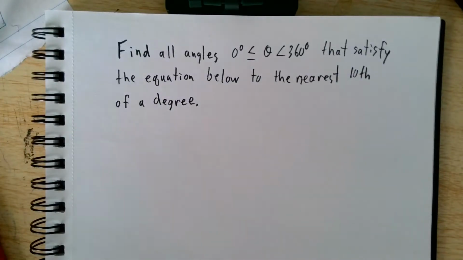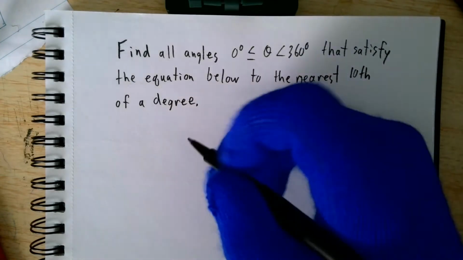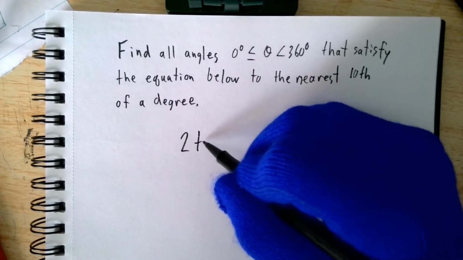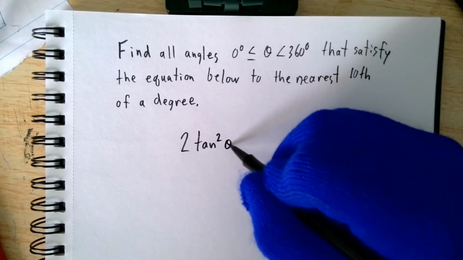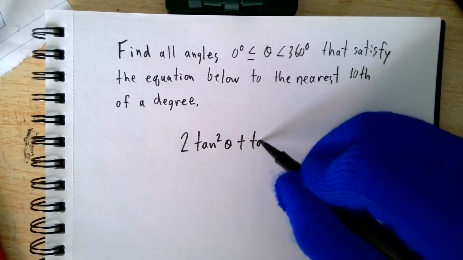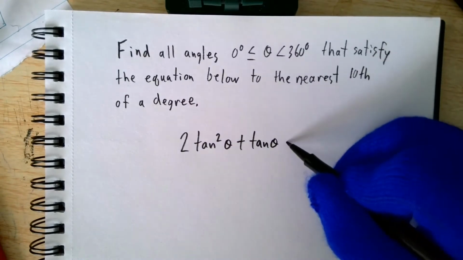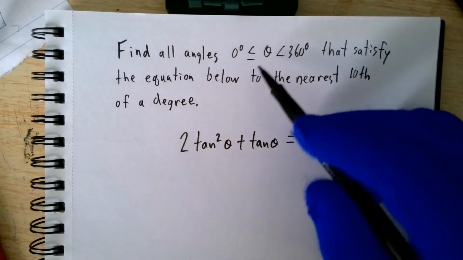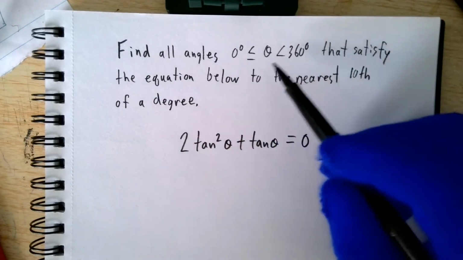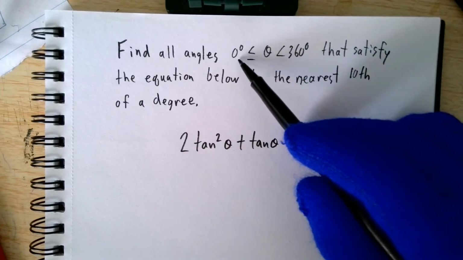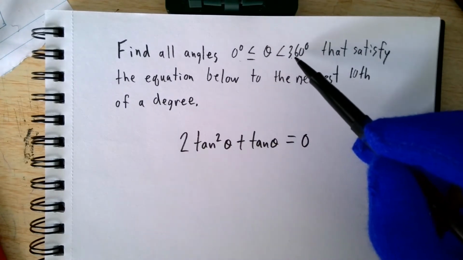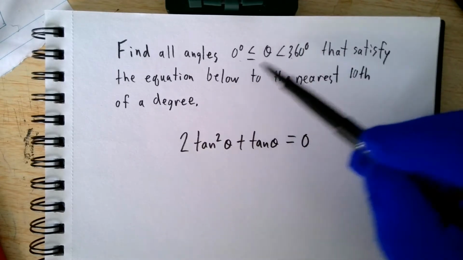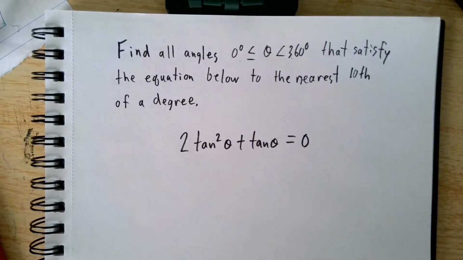All right, today we're going to be solving some trig equations. The one we have to solve today is 2 tangent squared theta plus tangent theta equals 0. They said find all the angles from 0 degrees to 360 degrees, where 0 degrees is included but 360 is not, that satisfy the equation below to the nearest tenth of a degree.